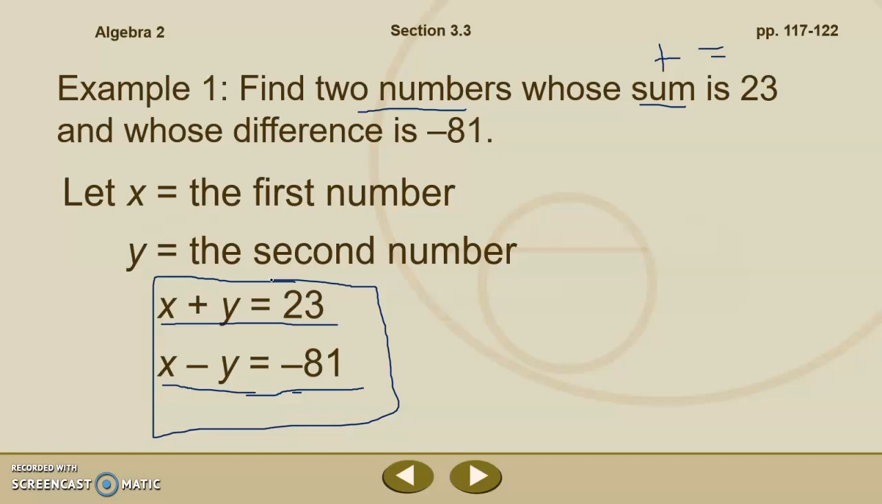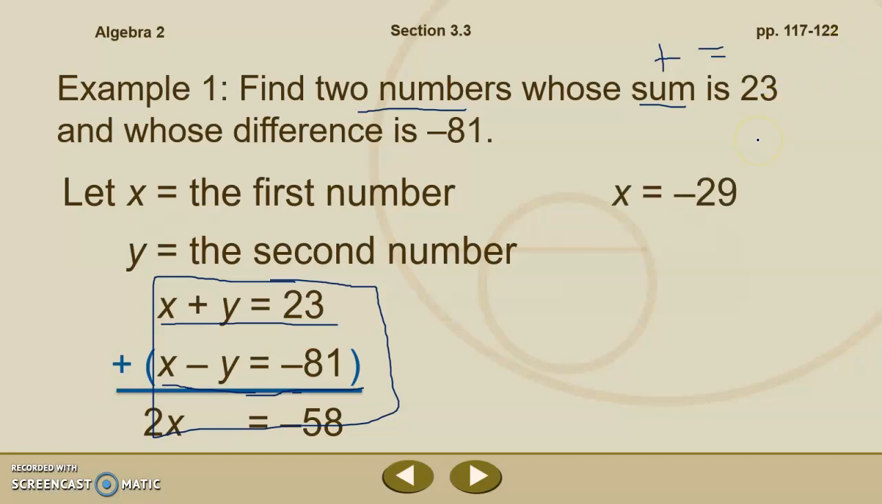I could do substitution, or when I look at it right away, I notice that I have a positive y and a negative y. If I use elimination, these y terms will eliminate right away. So I could use elimination. In fact, that's exactly what I'm going to do. When I combine these two equations, my y's are eliminated, and I end up with 2x equals negative 58. Solving for x, I find out that x is negative 29.